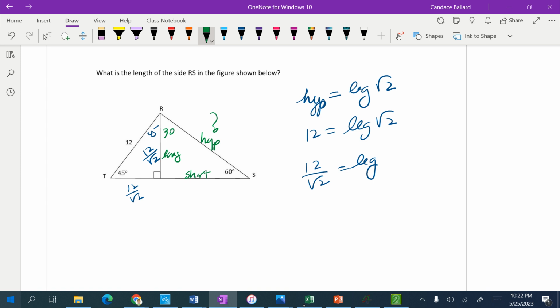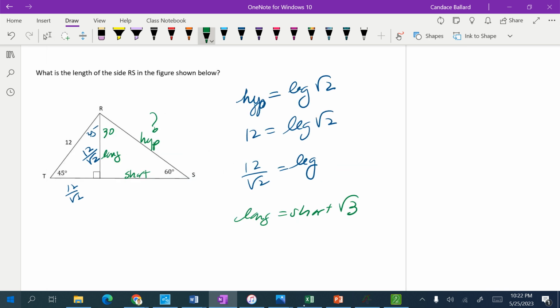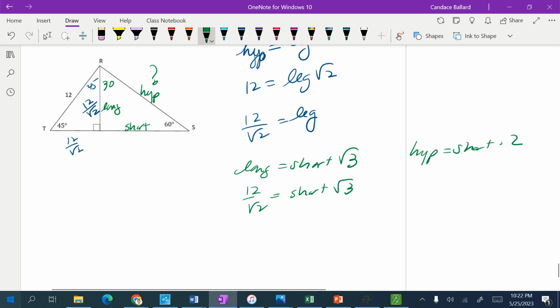So I have the long leg. I know that the long leg equals the short leg times square root of 3. And I know that the hypotenuse equals the short leg times 2. So I'm going to have to get to the short leg. So I'm going to put this 12 over square root of 2 in for the long leg. And then I'm going to divide by square root of 3 or multiply by its reciprocal 1 over square root of 3.